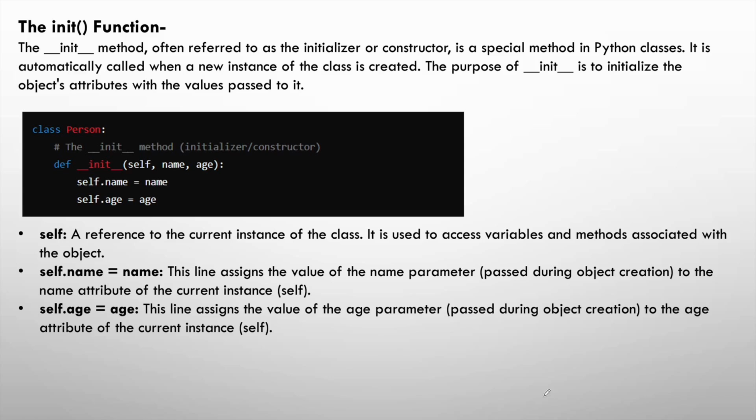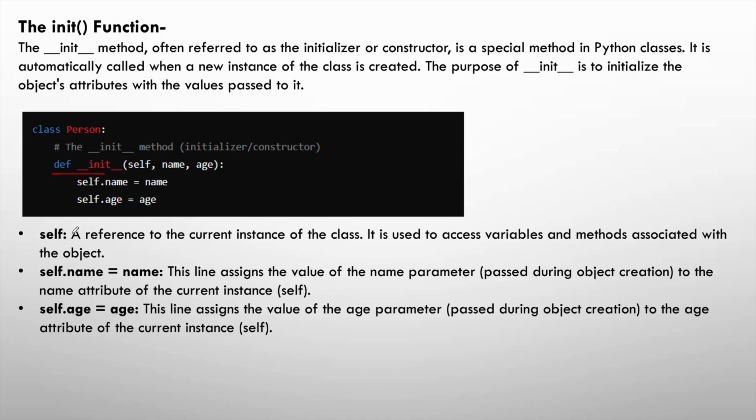Now let's look at the init function. The init method, often referred to as the initializer or constructor, is a special method in Python. It's automatically called when a new instance of the class is created. The purpose of init is to initialize the object's attributes with the values passed to it. Now let's look at this example here where we've defined the init function.